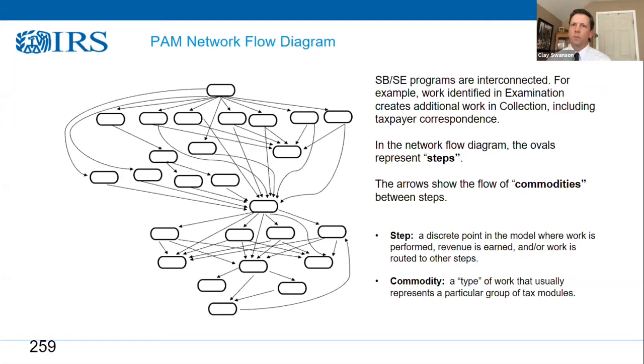The arrows between the steps represent paths through the system. Different types of work, different types of modules, take different paths. We call the different types of work commodities. We have historical data on the transition rates for different commodities between different steps. So we know how often a particular type of commodity moves between different steps. And sometimes it's 0; certain types of modules don't visit certain steps.